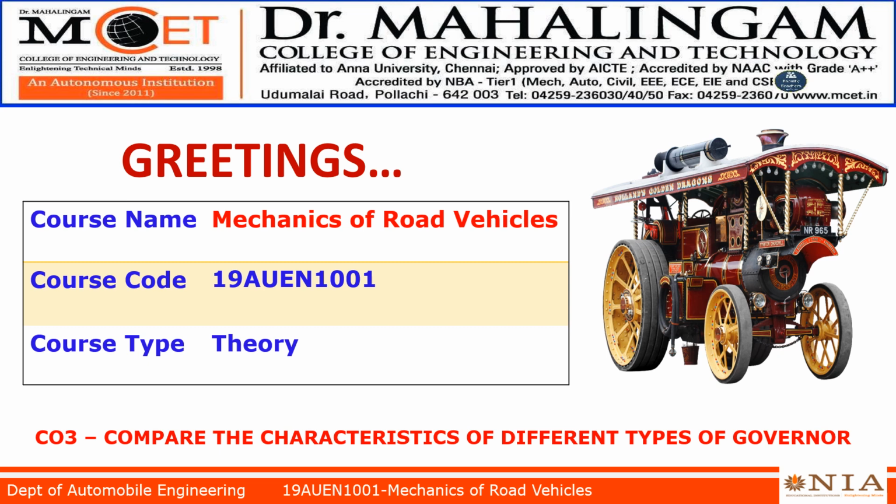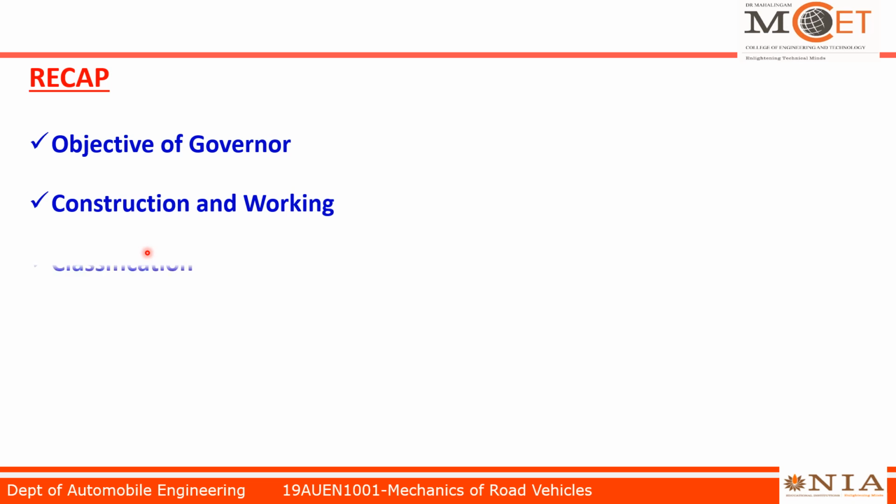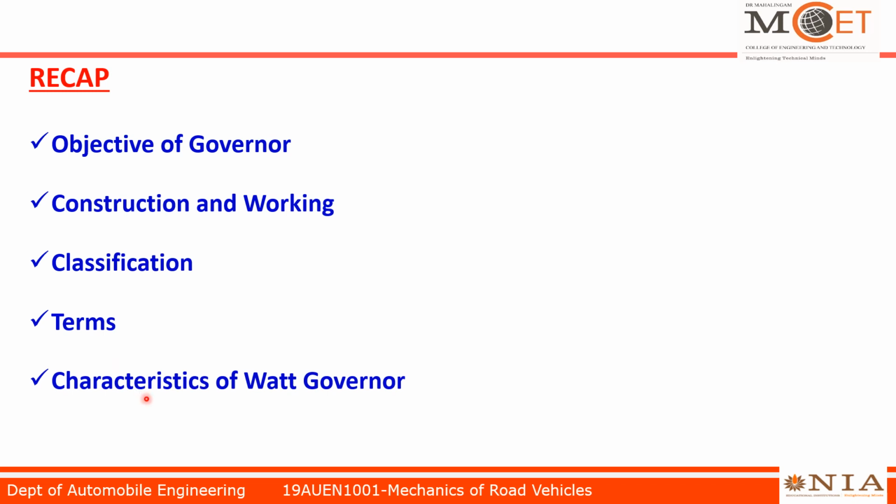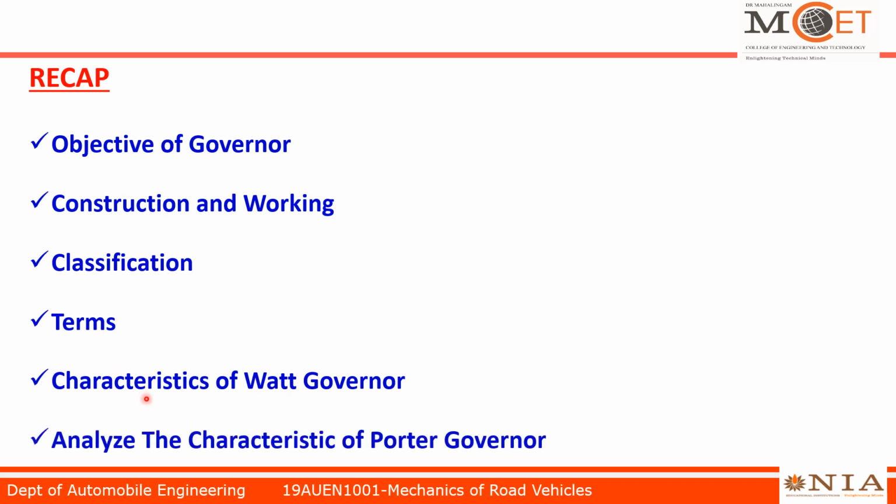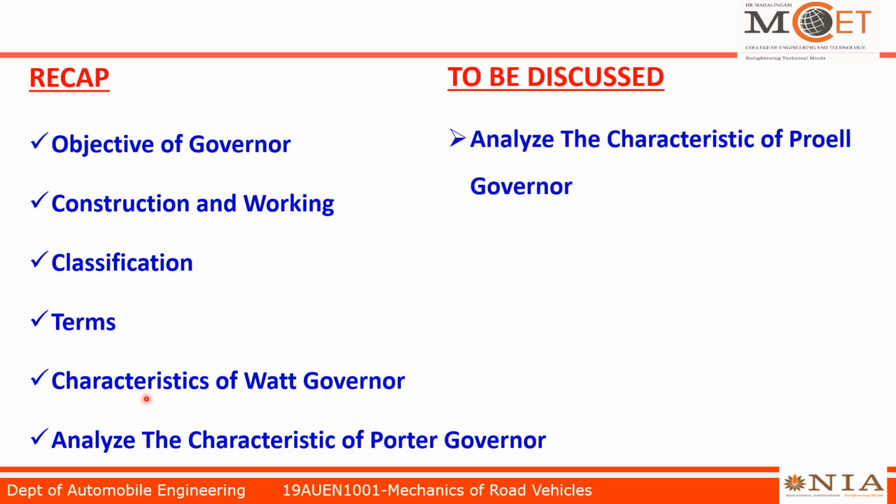We are in the lane of CO number 3: compare the characteristics of different types of governor. In our previous session, we discussed the objective of governor, construction and working, classifications of different types of governors, terms we are using to characterize the governor, and the characteristics of Porter governor. Now we are about to analyze the characteristics of Proell governor.